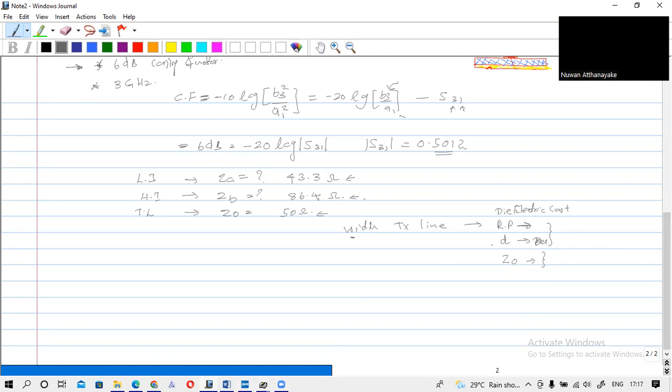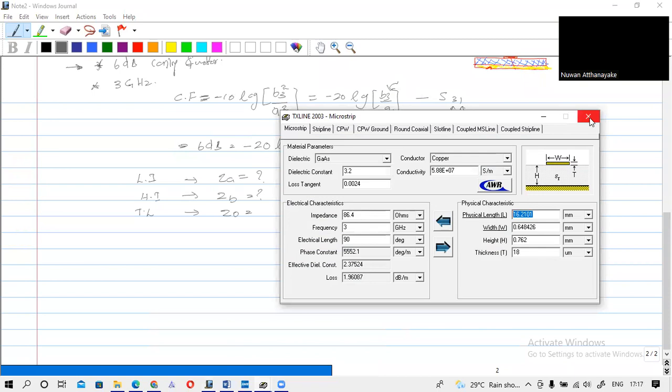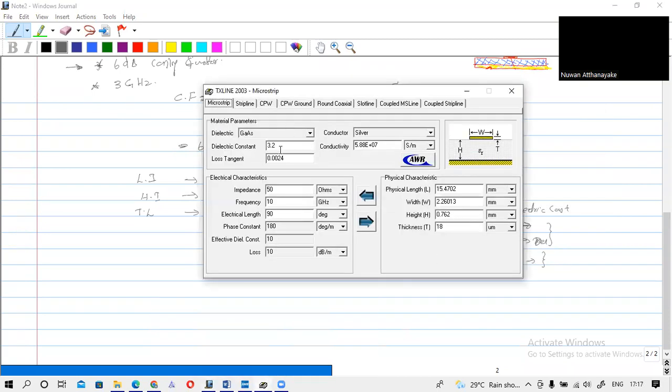So the equations are available for that. To calculate the width, d, and Z naught, you have equations. So using the equations you can calculate, but here I am going to use the TX Line tool. So let's calculate.